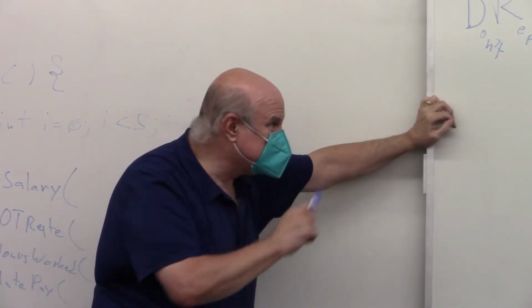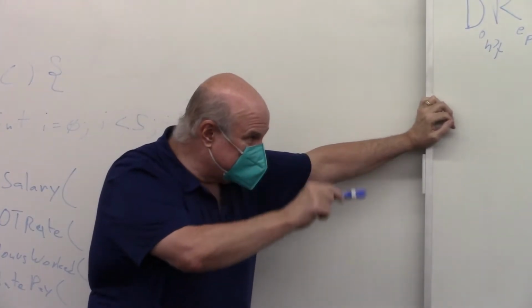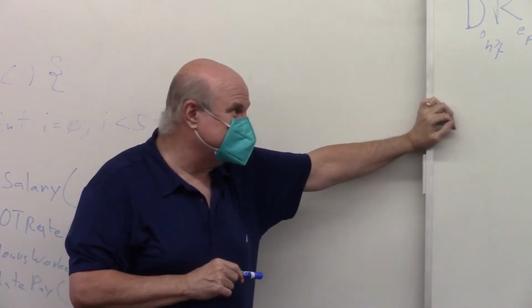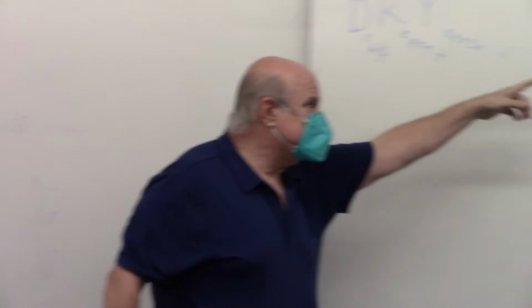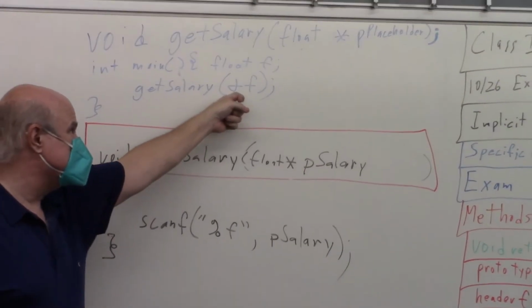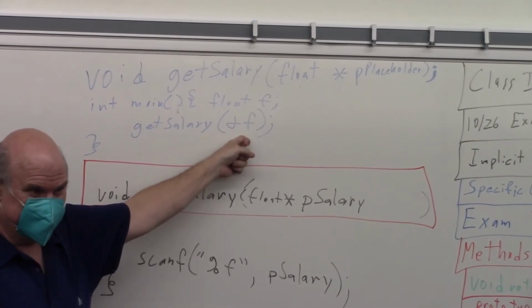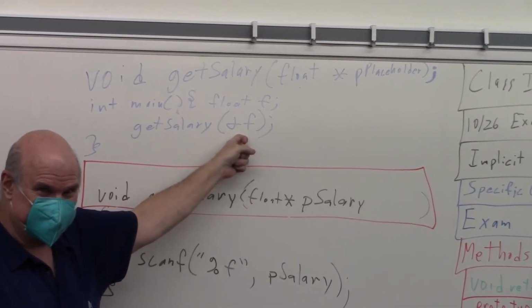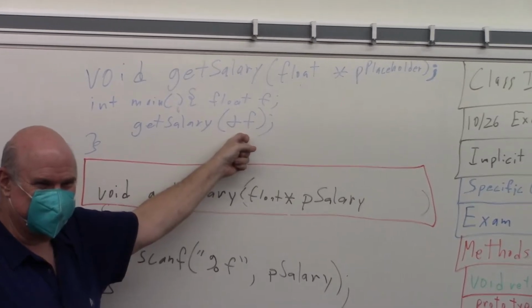Okay, so in this particular main, now keep in mind the order in which I put them in the file. This main is going to call get, it declares a float F, and it calls get salary passing a pointer to F. That's what the reference operator does.